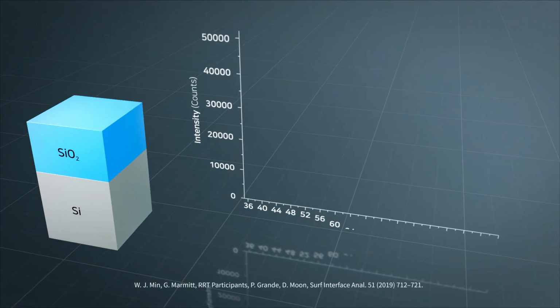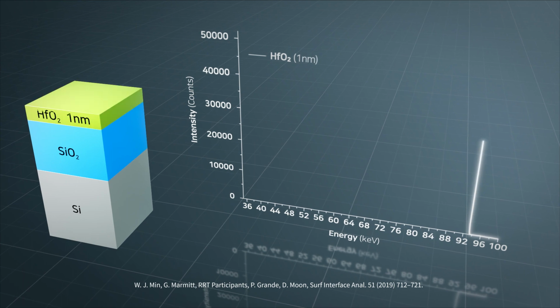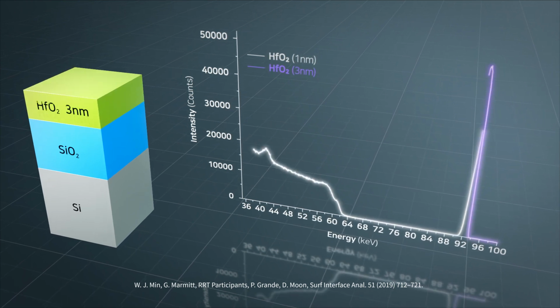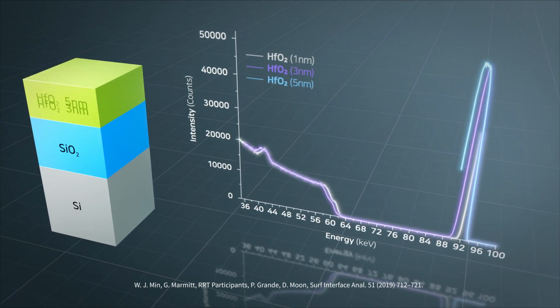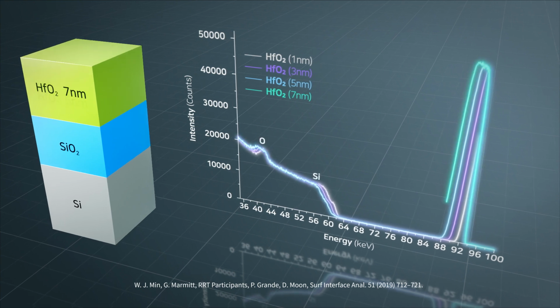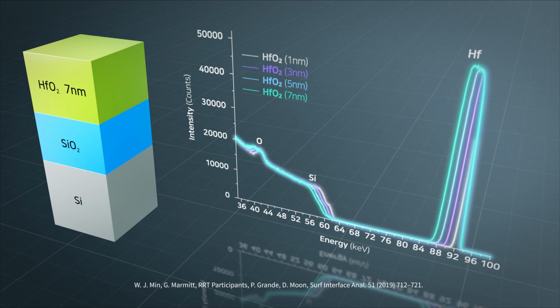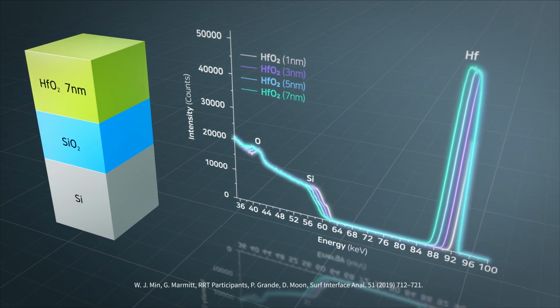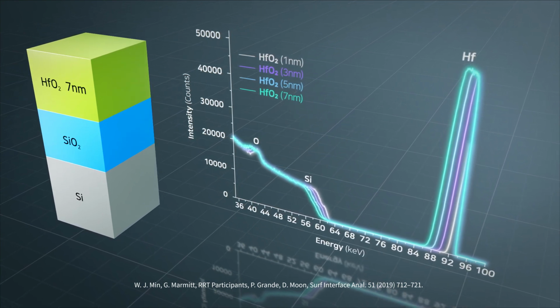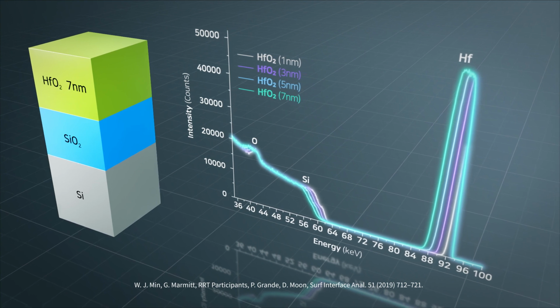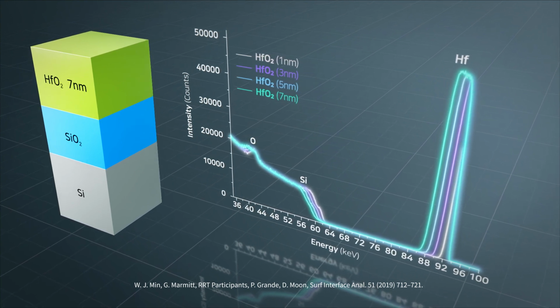These spectra are examples of the MEIS analysis of high-K materials. The graph shows the spectra of ultrathin hafnium oxide films with thicknesses of 1, 3, 5, and 7 nanometers. The difference in the width of the spectrum is clearly visible, even with a thickness difference of only 2 nanometers.